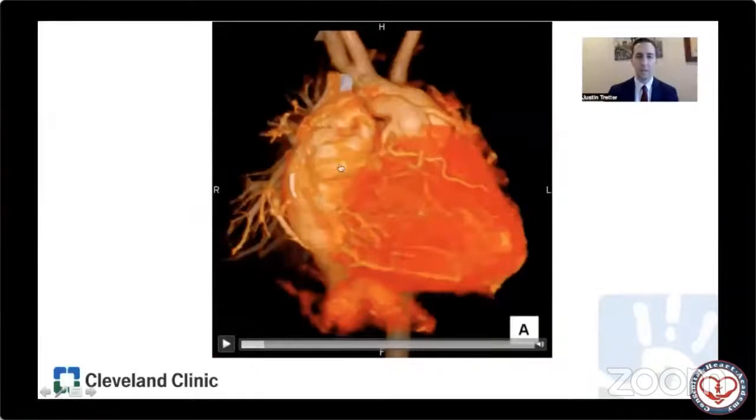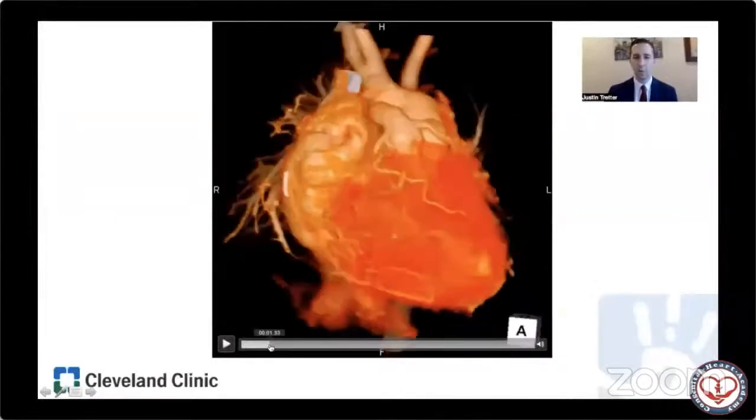And we can see the broad-based right atrial appendage in the right atrium up to the right atrioventricular junction. We can also appreciate in this patient with transposition, the right coronary artery coming off of the native aortic root and coursing in that anterior right AV groove between the right atrium and the right ventricle.